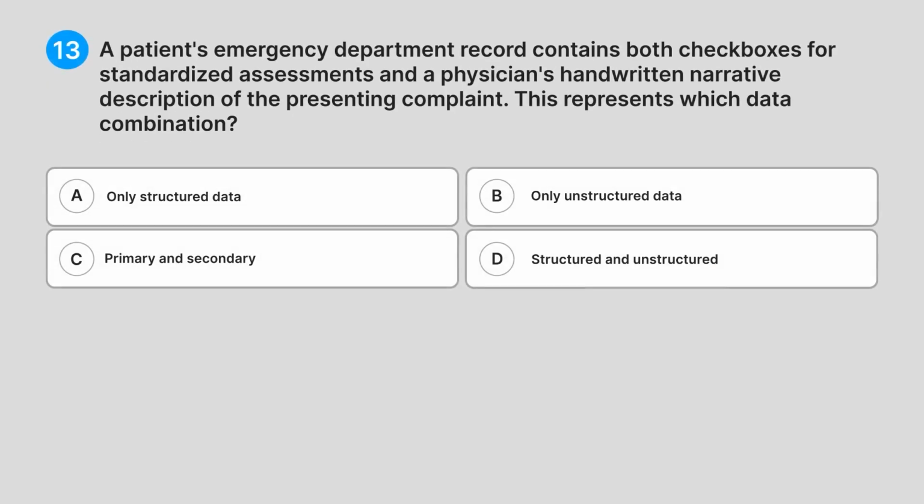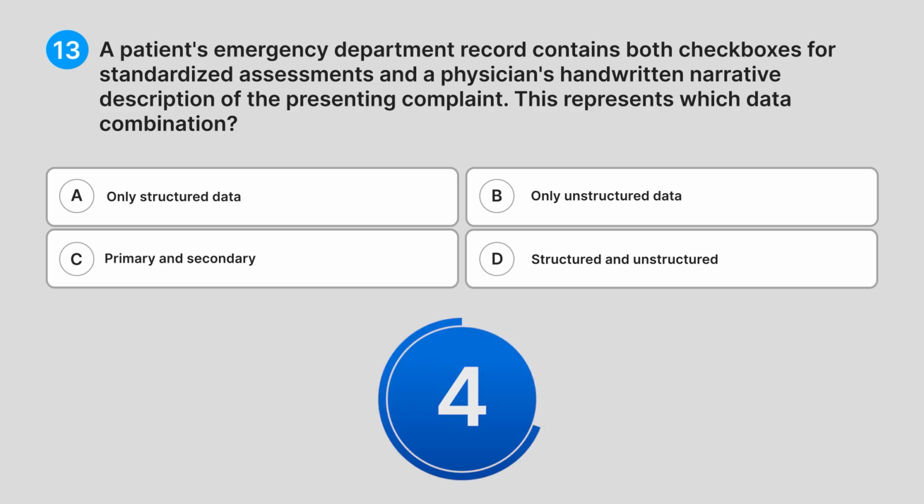13. A patient's emergency department record contains both checkboxes for standardised assessments and a physician's handwritten narrative description of the presenting complaint. This represents which data combination? A. Only structured data. B. Only unstructured data. C. Primary and secondary. D. Structured and unstructured. Can you guess the answer?